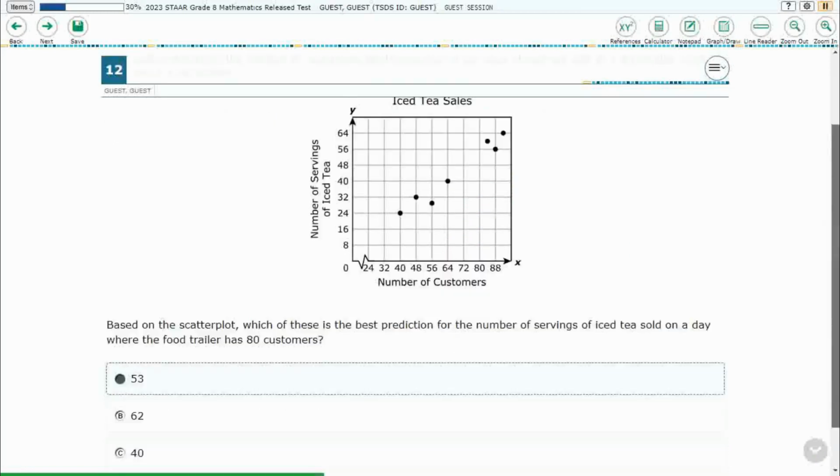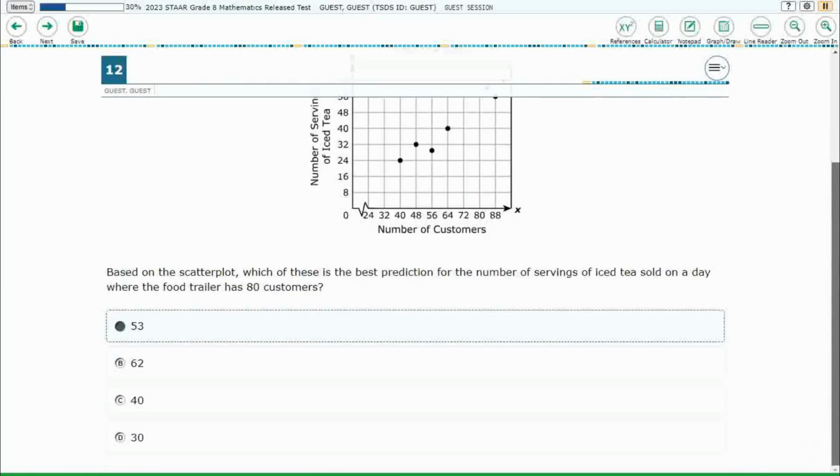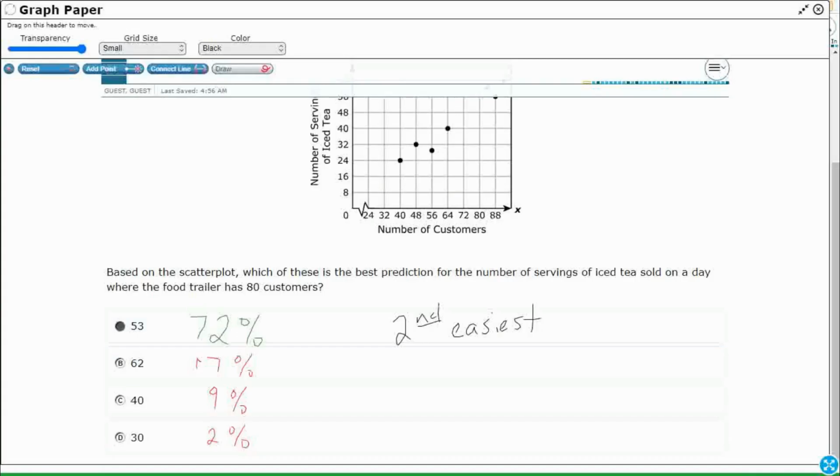Let's see how we did across the state of Texas. So as you can guess, this was pretty easy. This was actually the second easiest question on the entire test. 72% of the students got that correct. They were able to eyeball that. That 62, right, that one obviously was a little bit too high.